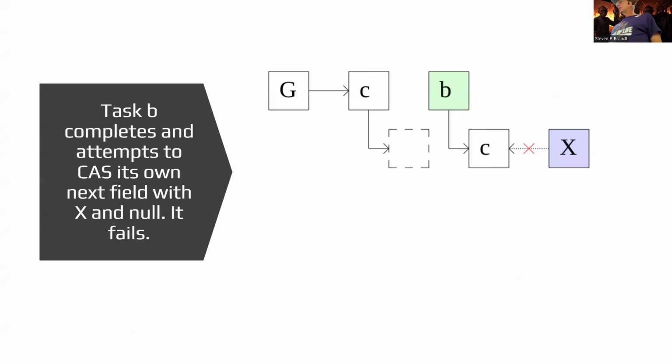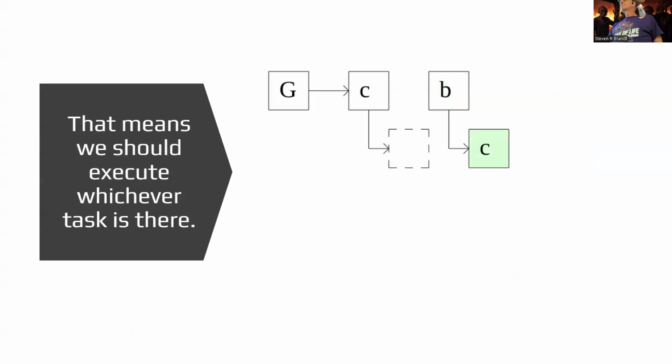Okay. Now B finishes. When B finishes, it's going to try to mark the field done. It's going to do a compare and set from null to done, and it's going to fail, because there's a task in there that needs to run. And so it's going to run it. And this way, only one task that's submitted to the guard can run at a time. There's a queue there that is created in memory by these next pointers. Make sense?